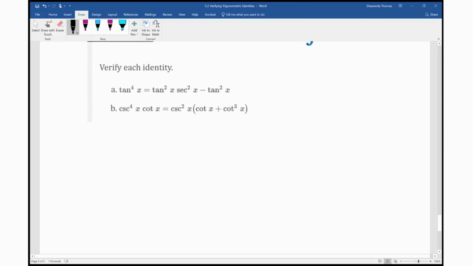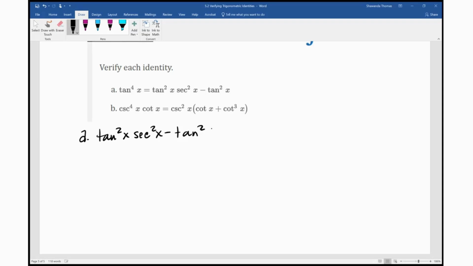Last page. Verify each identity. A: tangent to the fourth power of x equals tangent squared x times secant squared x minus tangent squared x. We're going to go with the right-hand side for A, which is tangent squared x secant squared x minus tangent squared x. I'm noticing that tangent squared x is showing up twice, in two different terms, so let's factor it out. That's tangent squared x times... If I factor out tangent squared x from both of these terms, what would be the other factor left over? Is it secant squared x minus 1? Correct. Minus 1.